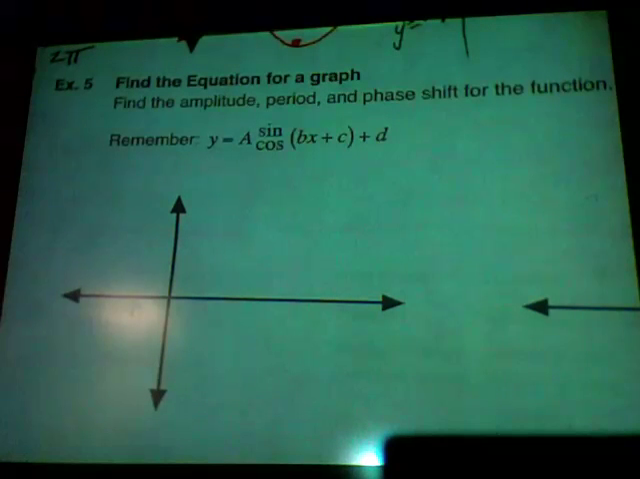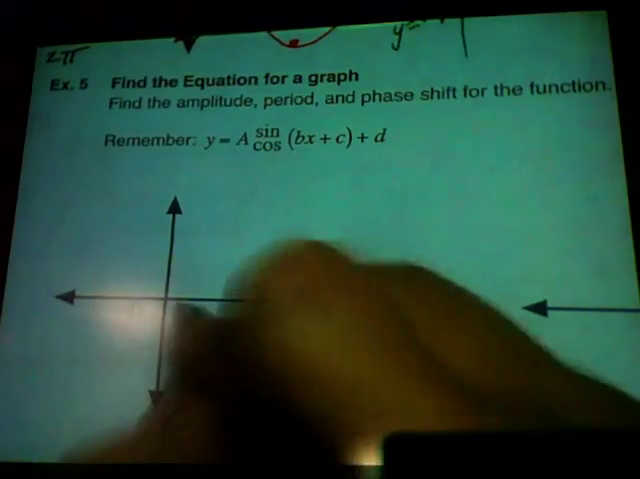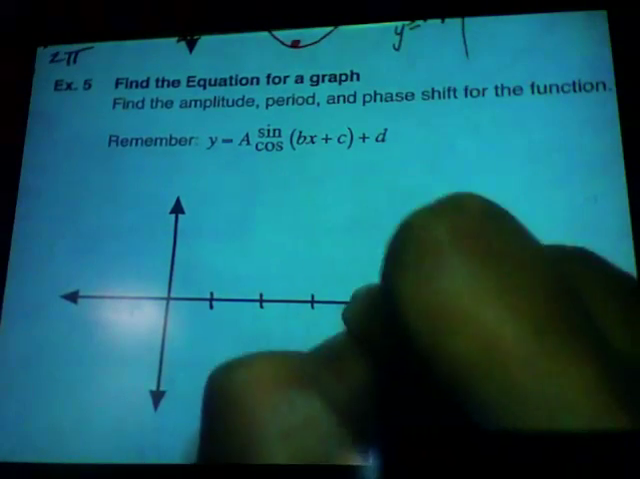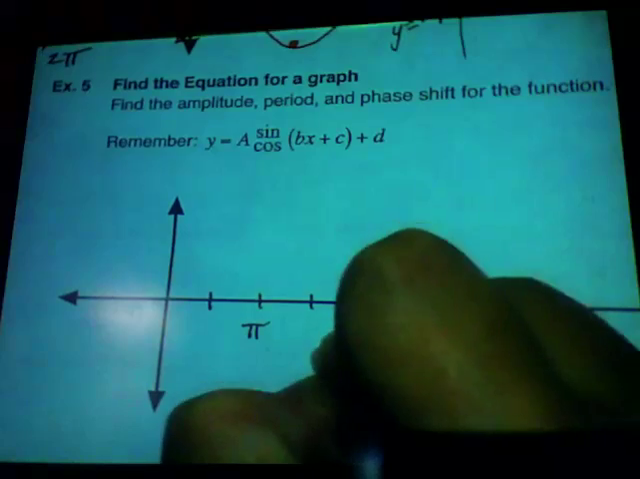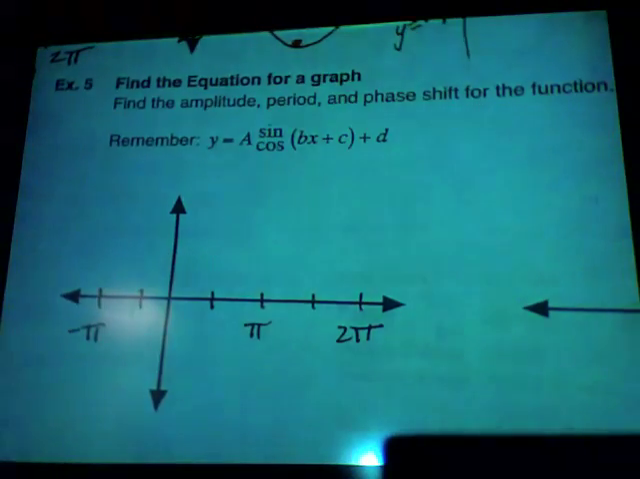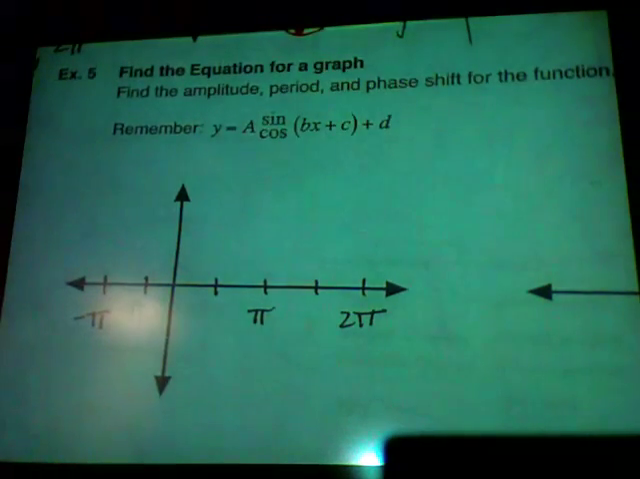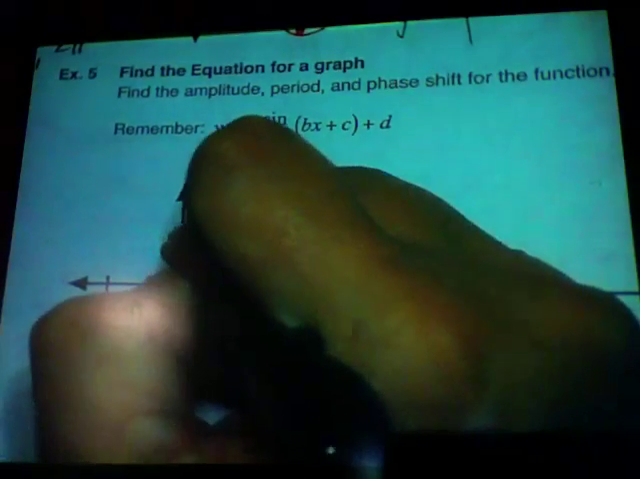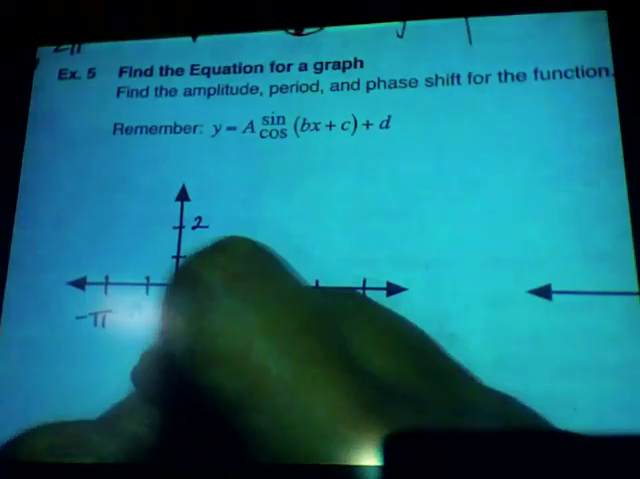Now you get to figure out your own graph. So you have to plot the following. Are you ready? Plot the following. 1, 2, 3, 4. This is pi. This is 2 pi. And this is negative pi. So just do that. I'm giving you the graph, and you're going to come up with the equation. Then your vertical axis is going to go 1, 2, negative 1, negative 2.